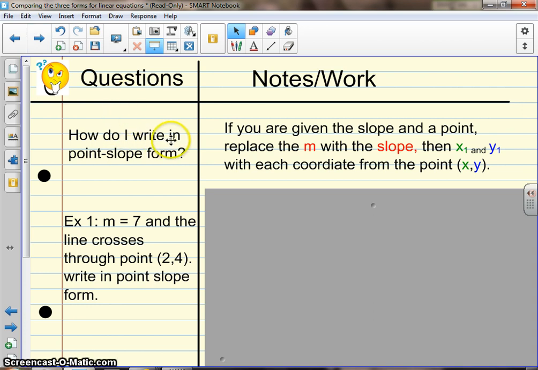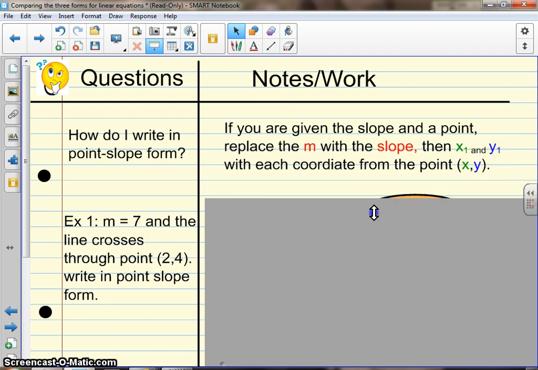All right, so how do I write in point-slope form? The first thing you need to do is check. If you're given the slope, point-slope form might be good, and you also have a point. Therefore, you have point-slope form. So the first thing you're going to do is replace the m with the slope. Then you're going to replace x1 with the x-coordinate and y1 with the y-coordinate.